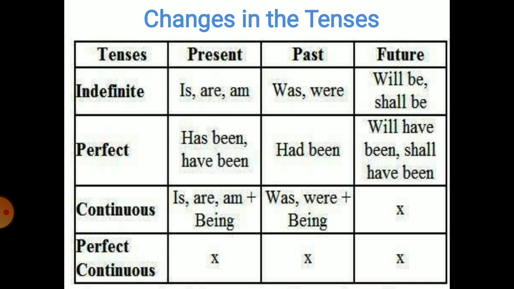Then changes in the tenses. Now, in this chart, you will see the changes in the tenses, whether they will be converted into passive voice or not. And when they are converted into passive voice, what would be the change in the sentence formation? First of all, we will take up simple present or present indefinite. Here you will use is, am or are with the third form of verb plus by, and you will change accordingly.